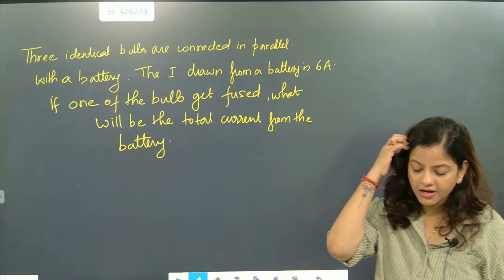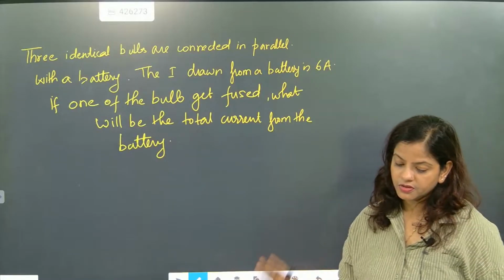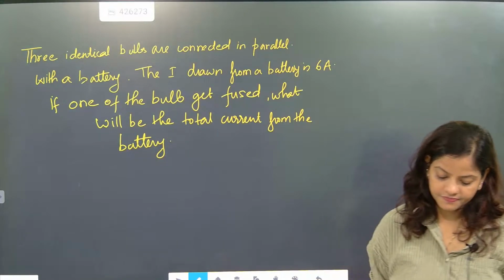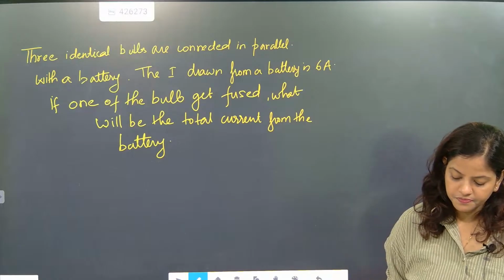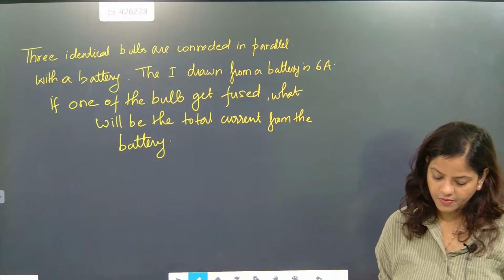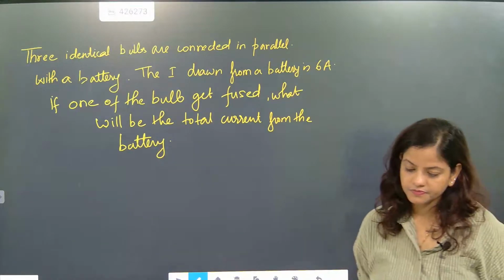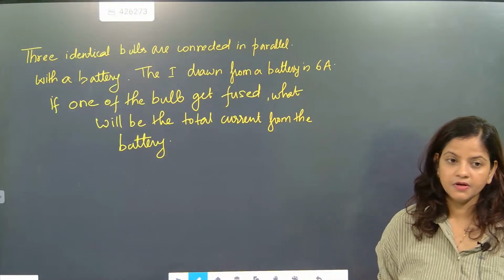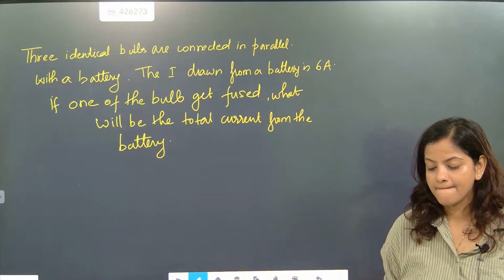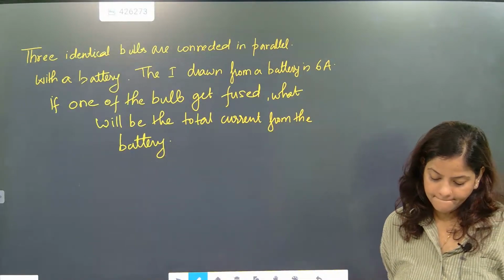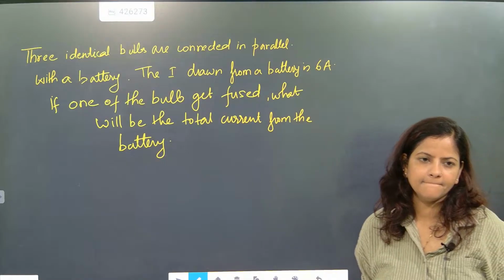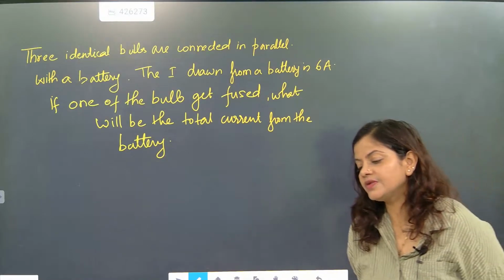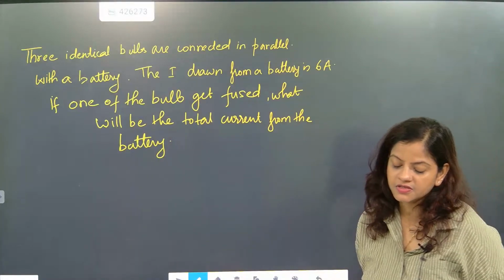All are connected in parallel. If one of them will be fused, solve it. Try this question. All will have same resistance. Identical means all will have same resistance.